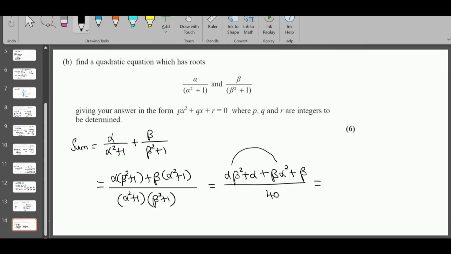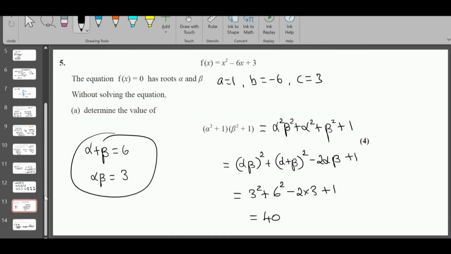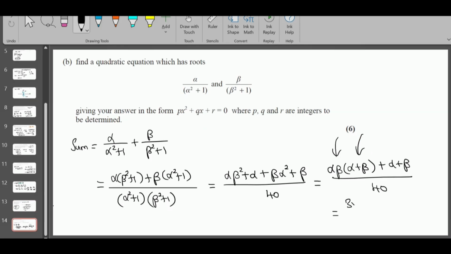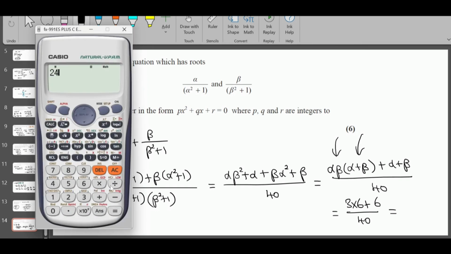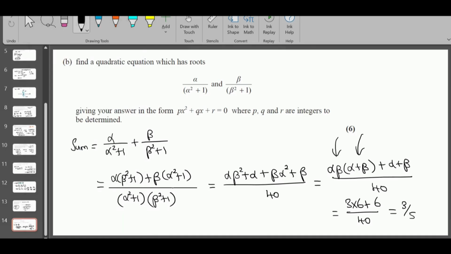Take alpha beta as a common factor from these two, so we'll be having alpha plus beta, and then these two terms are alpha plus beta also, divided by 40. Now use the value of alpha plus beta from here, 6 and 3. So it's going to be 3 times 6 plus 6, divided by 40. 24 over 40. 24 over 40 is 3 over 5. That's the sum of the roots.